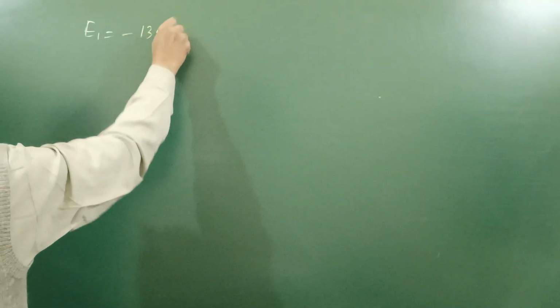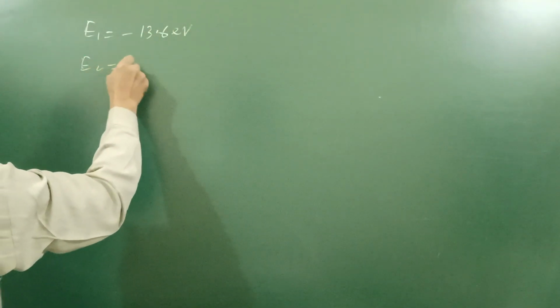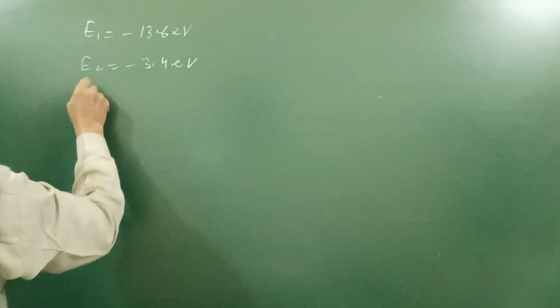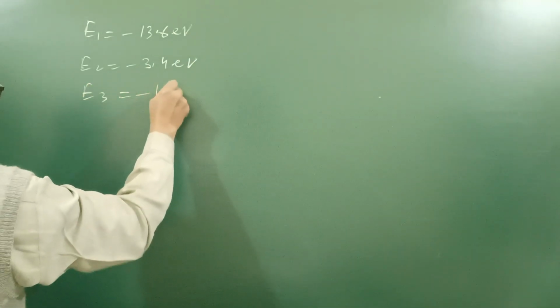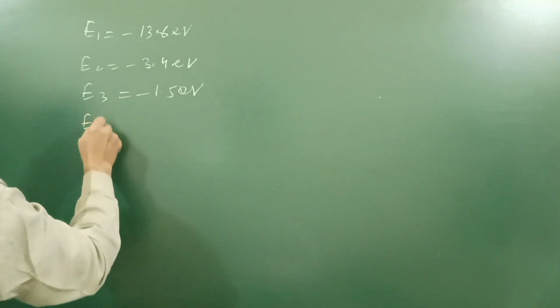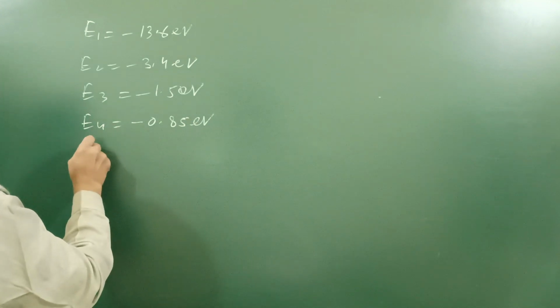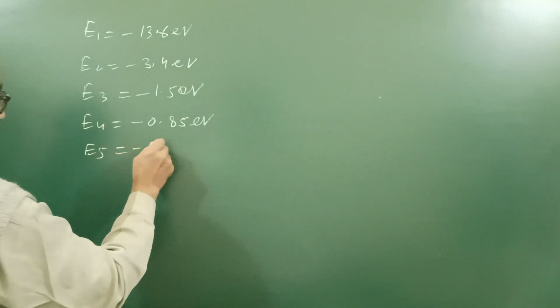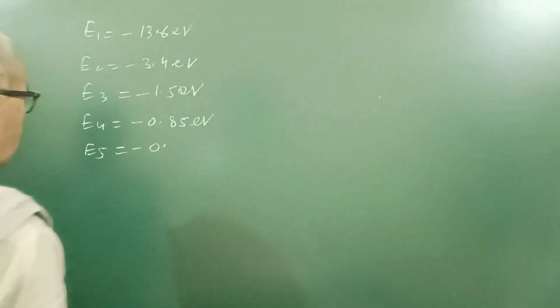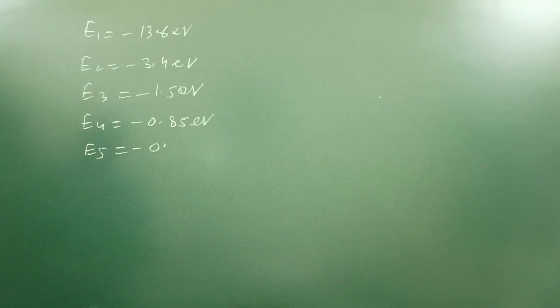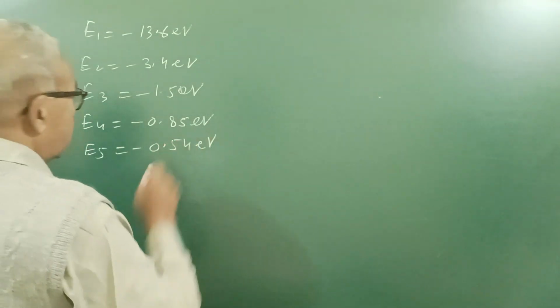Now how to draw the diagram? E1 was minus 13.6 electron volt, E2 minus 3.4 electron volt, E3 minus 1.5 electron volt, E4 minus 0.85 electron volt, E5 minus 0.54, yes, like this total energy.